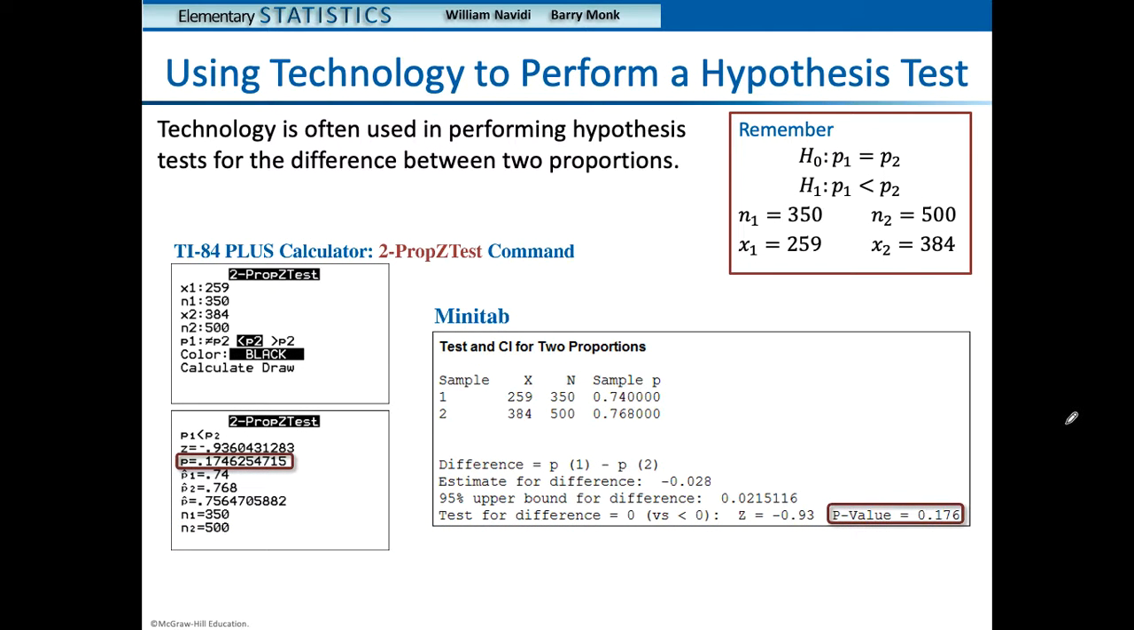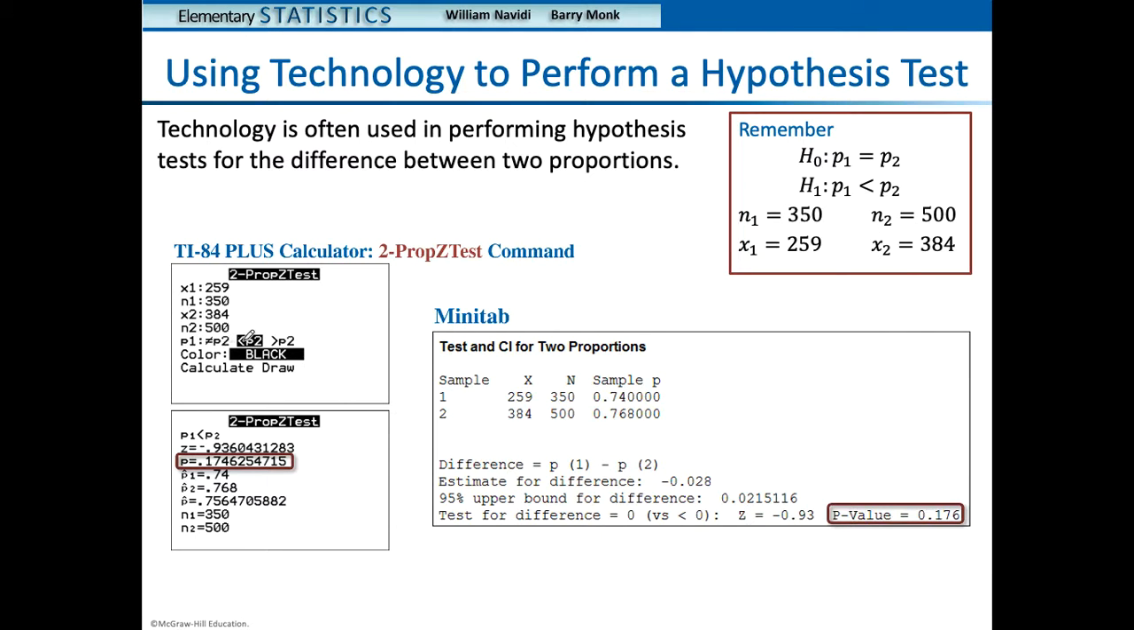And yes, you can also use your TI-84 to do this test. It's actually pretty straightforward. You would want to press the Stat button, highlight Tests, and scroll down until you see a function that's labeled 2-PropZTest. From there, you just enter in the information it requests, right? So you type in your x1 value and your n1 value, right? My x1 value was 259 in the example we looked at. n1 was the first sample size, which was 350. x2 was 384. The other sample size was 500.